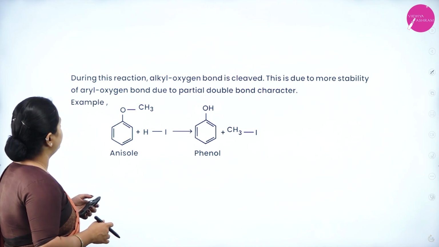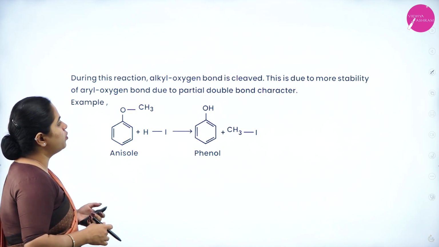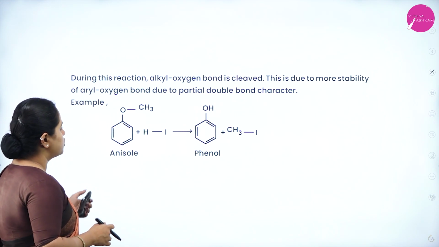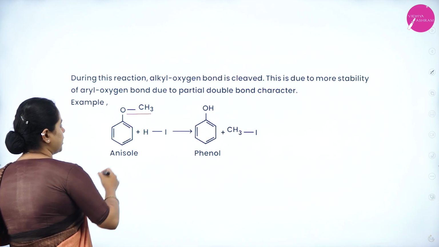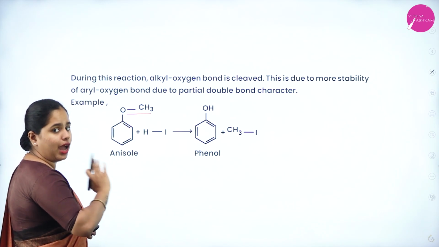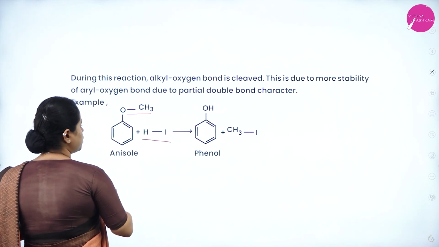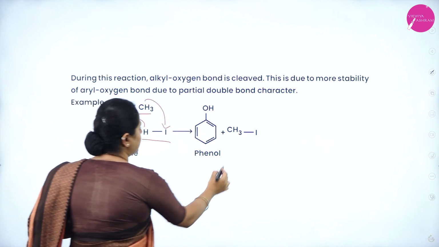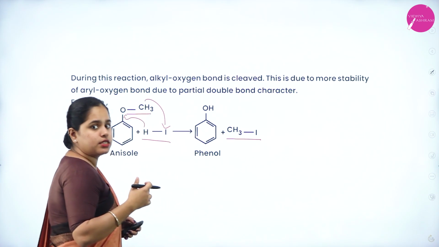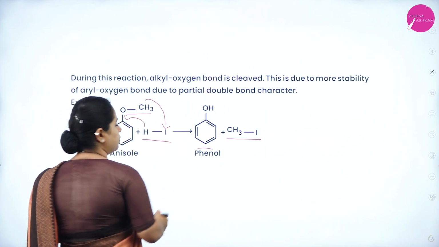Now during this reaction, the alkyl-oxygen bond is cleaved. This is due to more stability of the aryl-oxygen bond due to the partial double bond character. So what you are going to get here? In this case, you can see OCH3 is given and you have a phenyl group. So this is your anisole, right? Which reacts with hydrogen iodide. Hydrogen will be here and CH3I will be formed. That is your alkyl halide. Which one is it? Methyl iodide, right? And phenol will be formed.